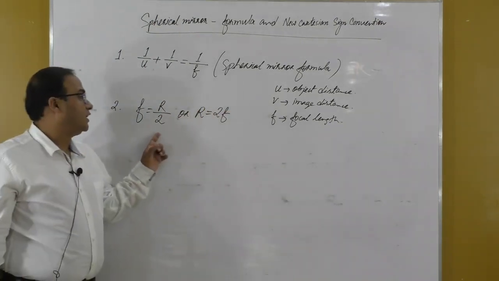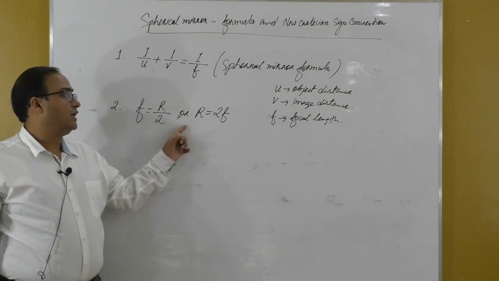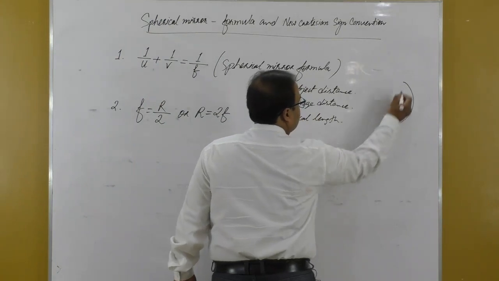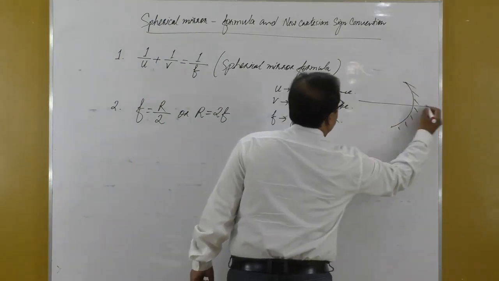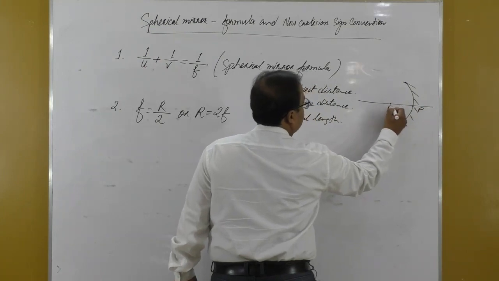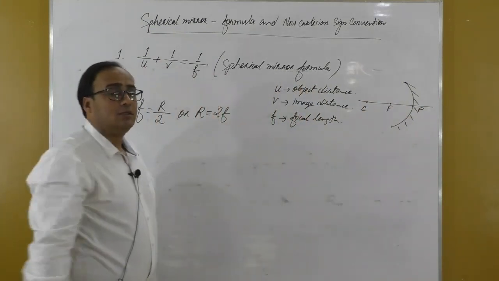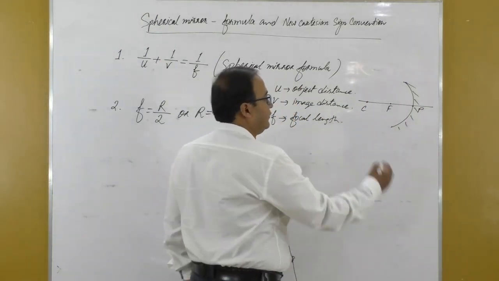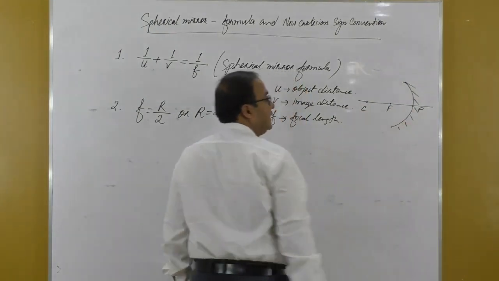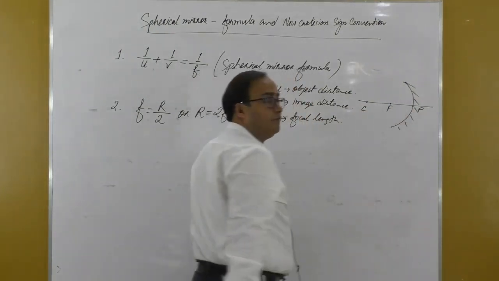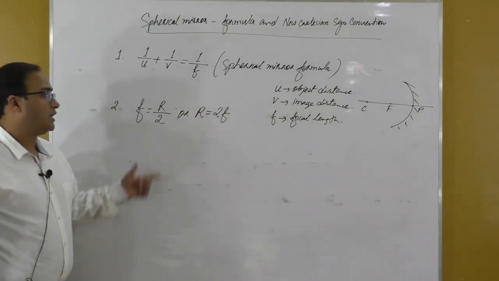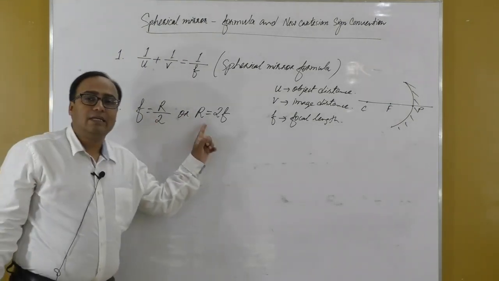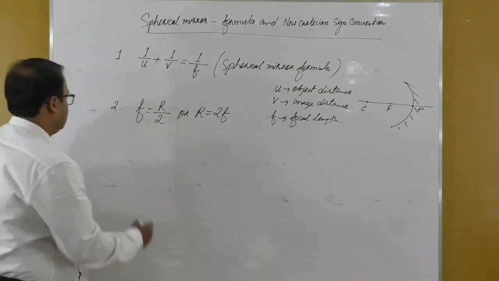In case of spherical mirror, focal length is half of the radius of curvature, or radius of curvature is twice the focal length. If you look here, this is a concave mirror, with principal axis, pole, focus, and center of curvature. The radius of the sphere of which the spherical mirror is a part is called the radius of curvature. So CP is the radius of curvature and FP is the focal length. For concave and convex mirrors, focal length is always half of the radius of curvature.